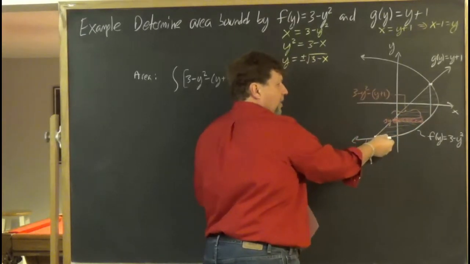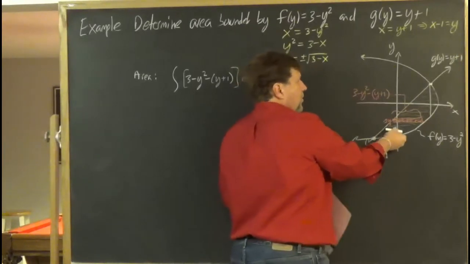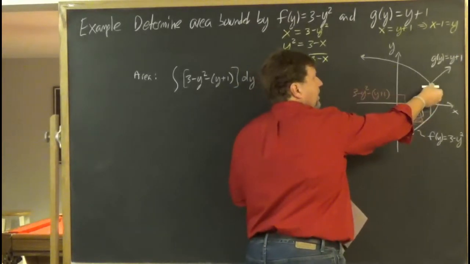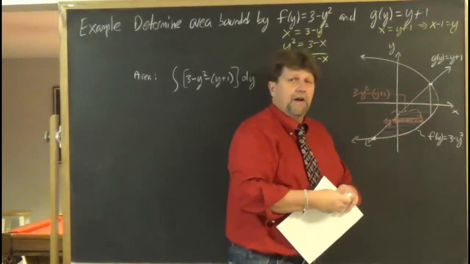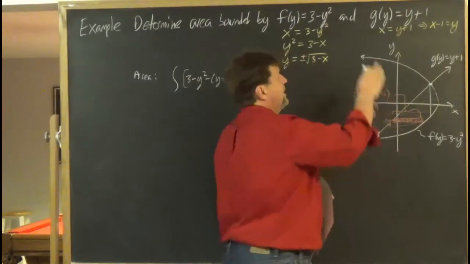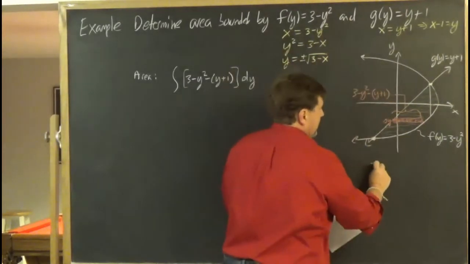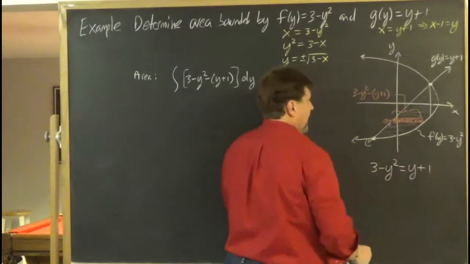It's the y-coordinate of the lowest it could go. That's the lower limit of integration. What's the largest it could go? It's the y-coordinate of this point. That's the upper limit of integration. But I still find points of intersection the way I always do. I just set the functions equal to each other. So 3 minus y squared equals y plus 1.